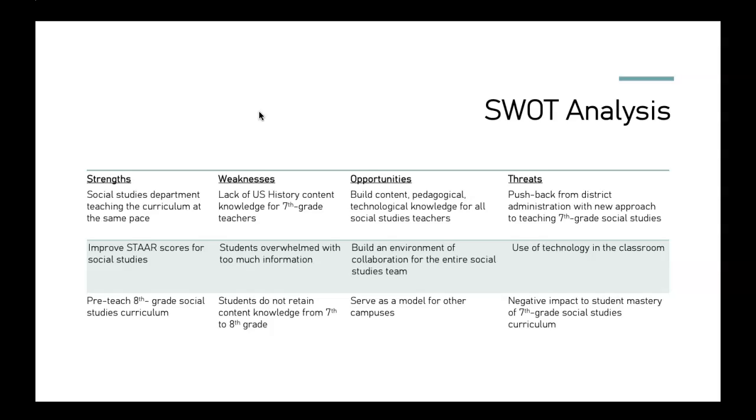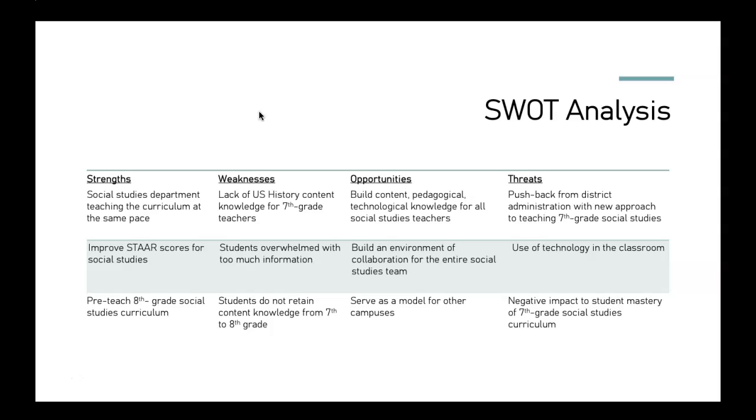The weaknesses that must be addressed for successful implementation of this project are that the 7th grade teachers are going to have to build their U.S. history content knowledge, as most of them have been teaching 7th grade Texas history for years, and now it's time for them to start learning the 8th grade content as well. Teachers must be cognizant of how they present the content to students to avoid the students being overwhelmed with too much information at one time. Another potential weakness for the project is students may not retain the content knowledge from 7th to 8th grade.